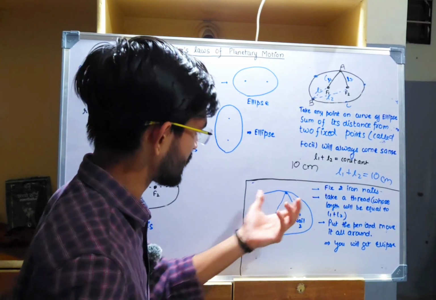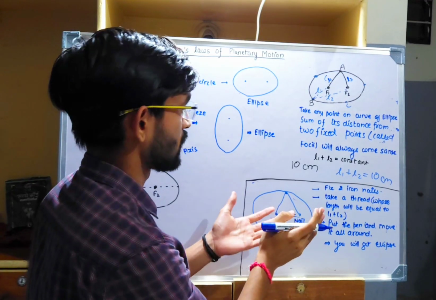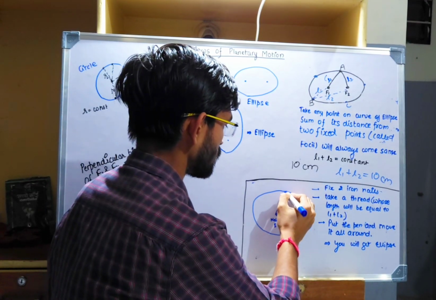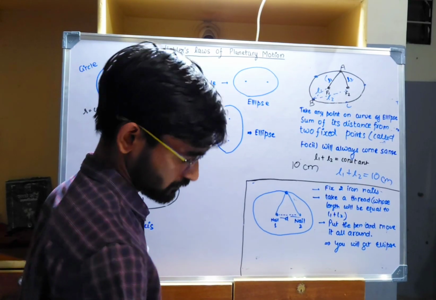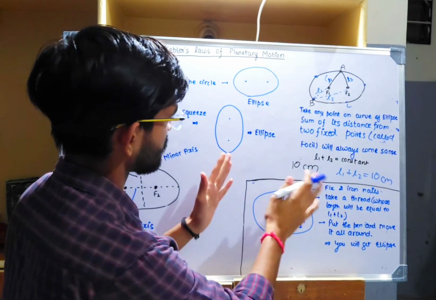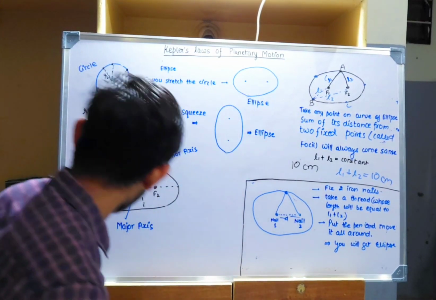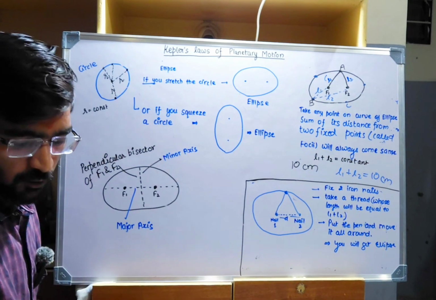I will explain this thing in a short video. I will show you how to draw this. So this part is clear. Now we will see some more things about an ellipse.